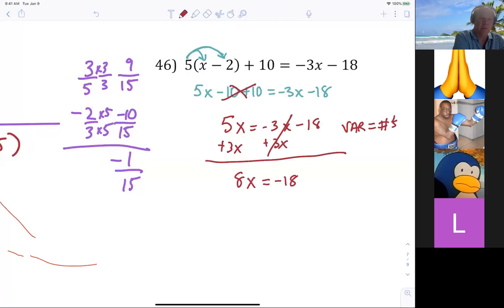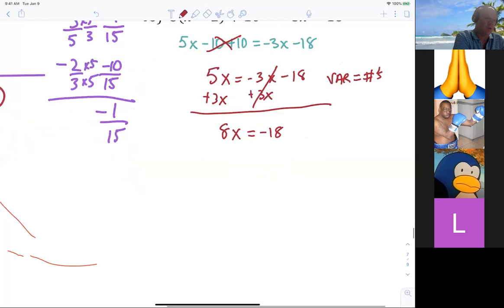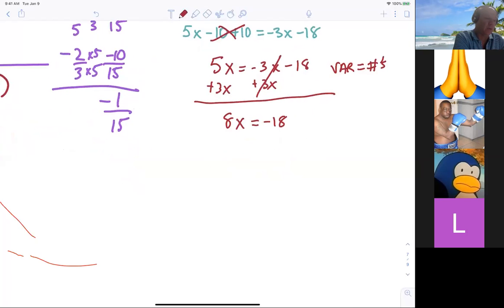So would x be 10 then? No, no, wait, no. You're dividing, buddy. Dividing, right? And how do I know I'm dividing? Because that's multiplication. So x is equal to negative 18 over 8, which reduces to negative 9 over 4.